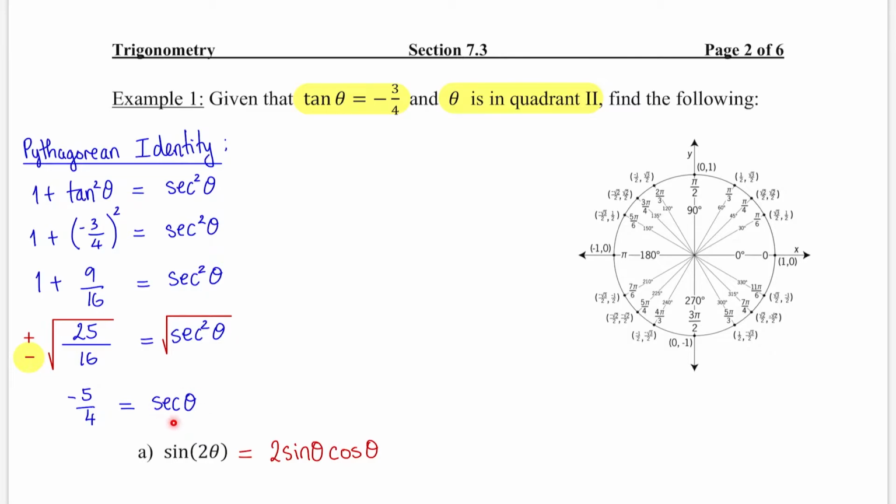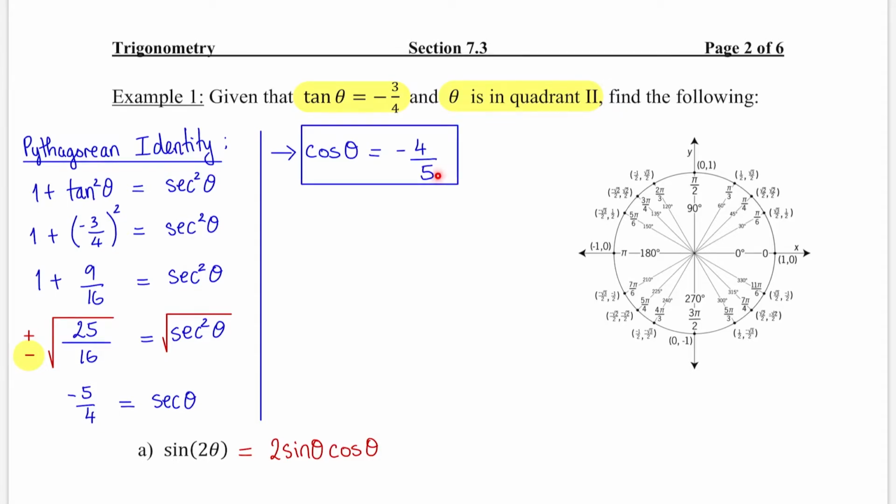Secant is the reciprocal of cosine. So secant of theta is negative 5/4. That means cosine is negative 4/5. Cosine of theta is what I need for my formulas for sine of 2 theta and cosine of 2 theta. Whenever I see cosine of theta, I can use negative 4/5 to replace it.